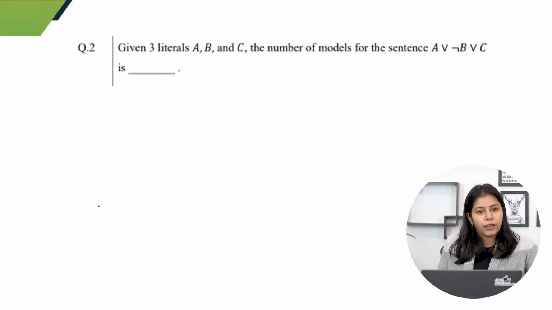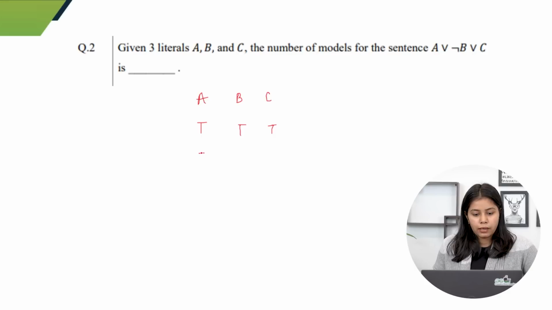So what would I do? I'll find out the truth value. How do I find the truth value? I'll write down A, B, C, and then I can write down all the values: true, true, true, true, and false, false, false, false. Then I'll have true, false, true, false, true, false, true, false. And then true, true, false, false, and then true, true, and false, false.